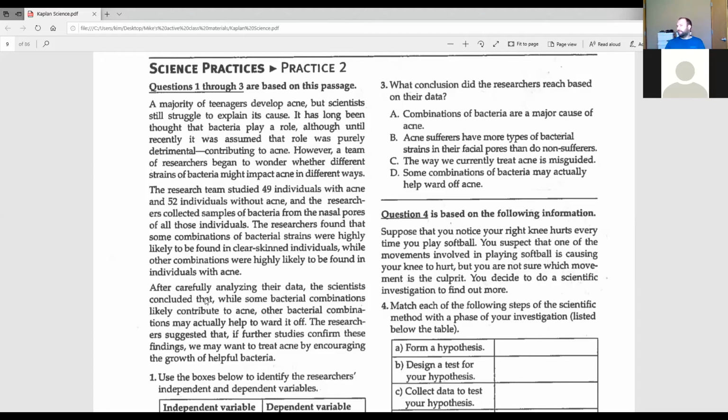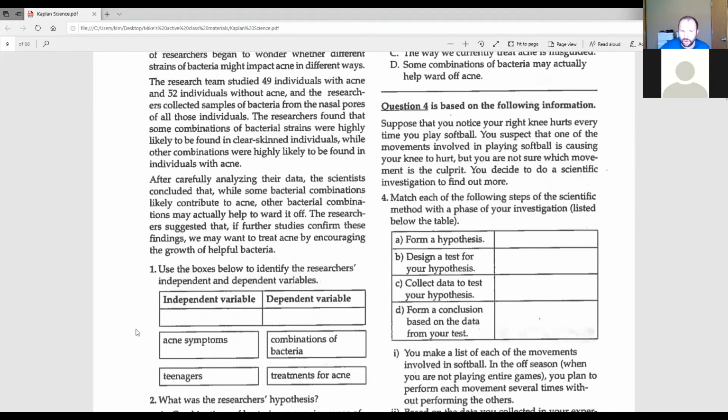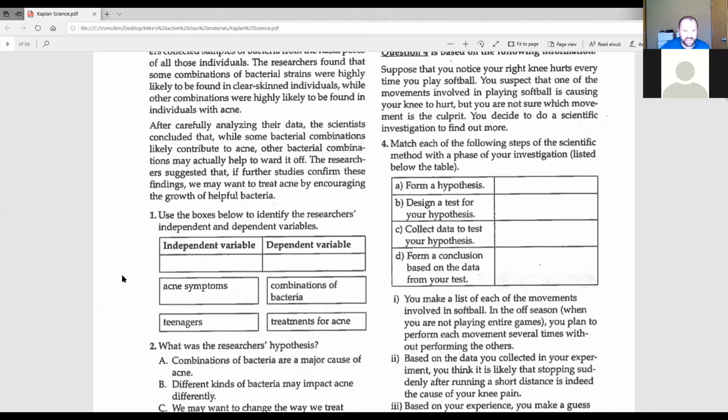Okay, great. Now, let's look at question 1. So it says, use the boxes below to identify the researchers' independent and dependent variables. So, we haven't talked about this, so let's talk about it. And I'll try my best to not get these two things mixed up.